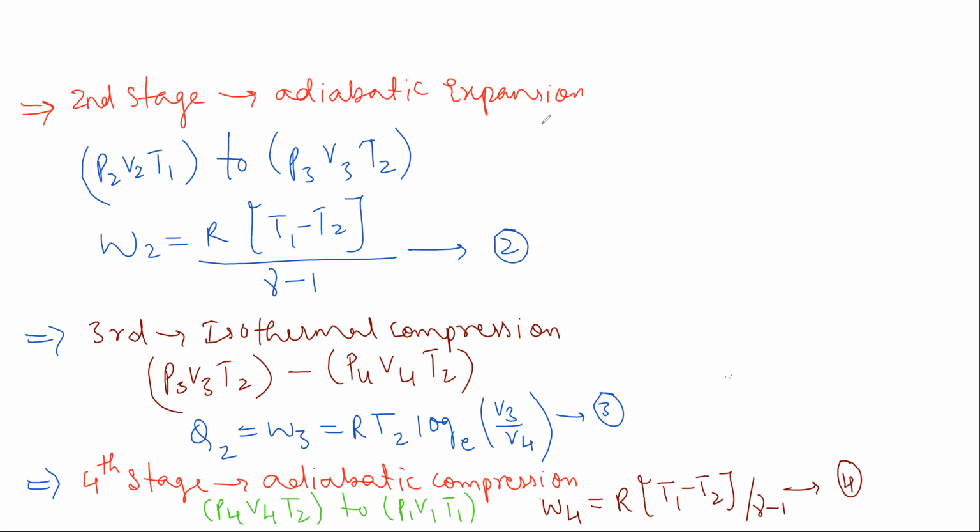Next, the first stage is done, the second stage, the third stage and the fourth stage are done. So using all these equations, let us see how we represent the efficiency. So efficiency eta is given by the formula. Efficiency eta is equal to, we know the formula, output work divided by heat supplied.